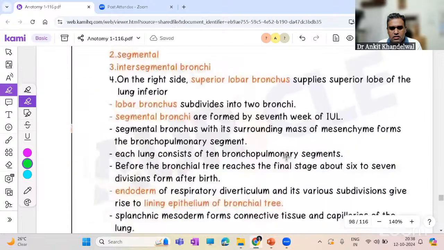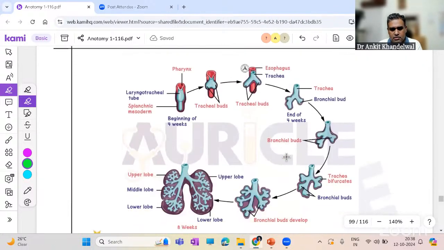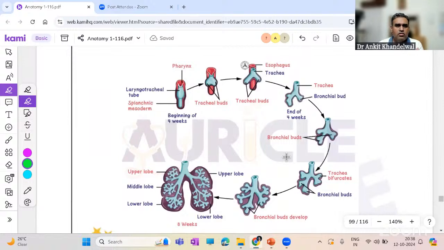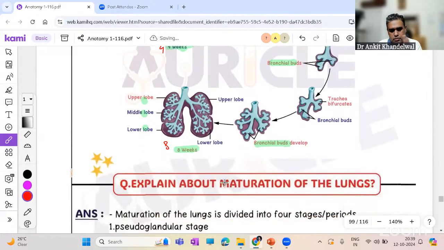Actually, what I was trying to discuss more in this part, see this diagram. This is again a simple diagram. You can make it. So at the beginning of 4 weeks, we have this laryngotracheal tube. Then we have the buds, the tracheal buds. From the trachea, the bronchi will come, then more bronchi, then finally you have the upper lobe, middle lobe, and all that. So in a matter of 4 weeks, it started from 4 weeks over here, and here you can see it is around 8 weeks. It has come into this particular position.